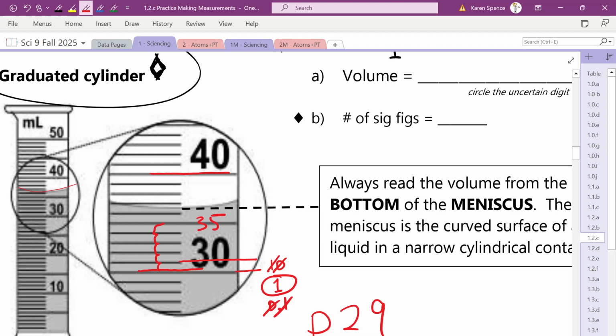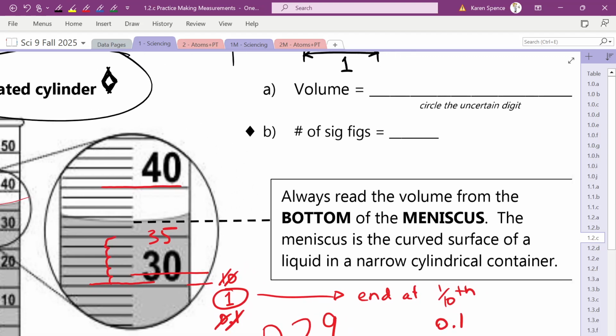That means, what position should I be reading to? What digit should I end on? Yes? We should end at the 10th place, which is the 0.1 position. Okay, so we have here, this would be somewhere in between 36 and 37. So we would have 36.5?